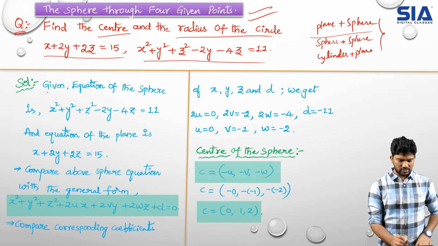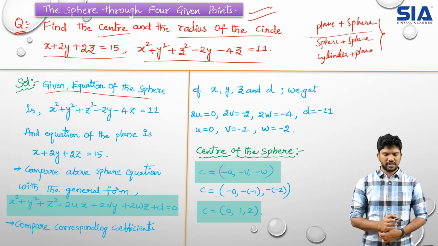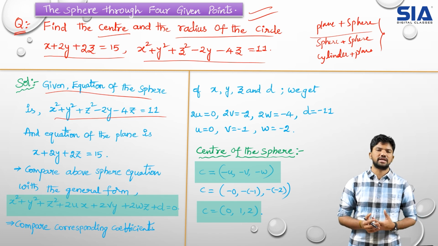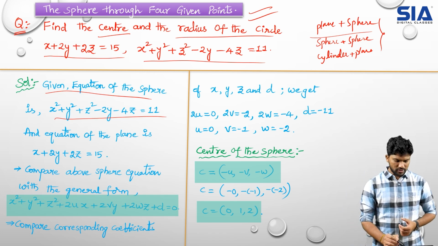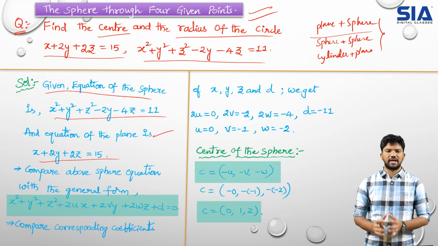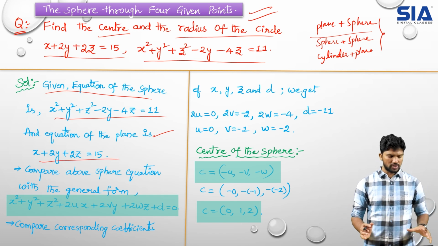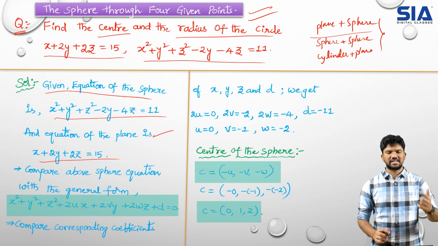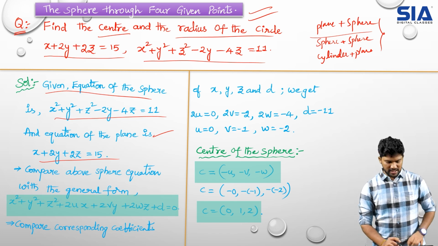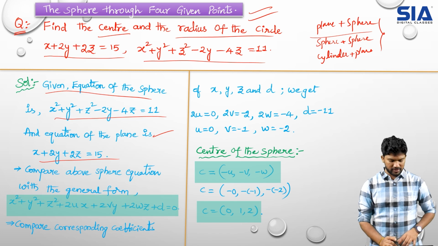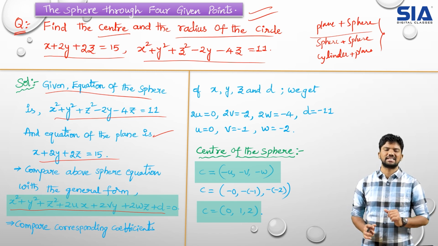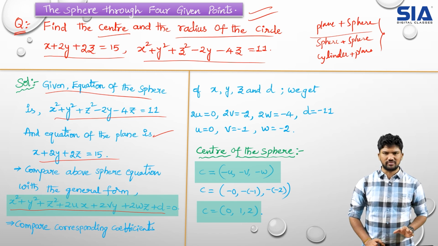Before starting the solution, the given equation of the sphere is x square plus y square plus z square minus 2y minus 4z is equal to 11. The given equation of the plane is x plus 2y plus 2z is equal to 15. Now compare the given sphere equation with the general form of the sphere equation: x square plus y square plus z square plus 2ux plus 2vy plus 2wz plus d is equal to 0.